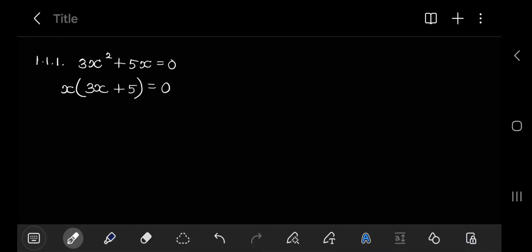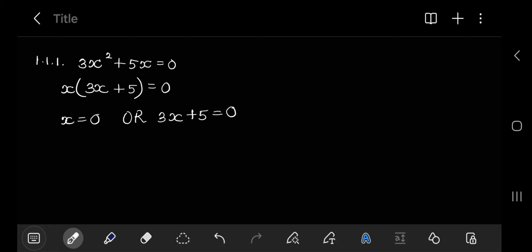So you guys should remember from the previous 2 years that when we are solving for x, once we factorize, we take each factor and we equate it to 0 separately. So we have x is equal to 0 or 3x plus 5 is equal to 0. And bear in mind that they are quite particular about you having the word "or" in between your two solutions and not the word "and".